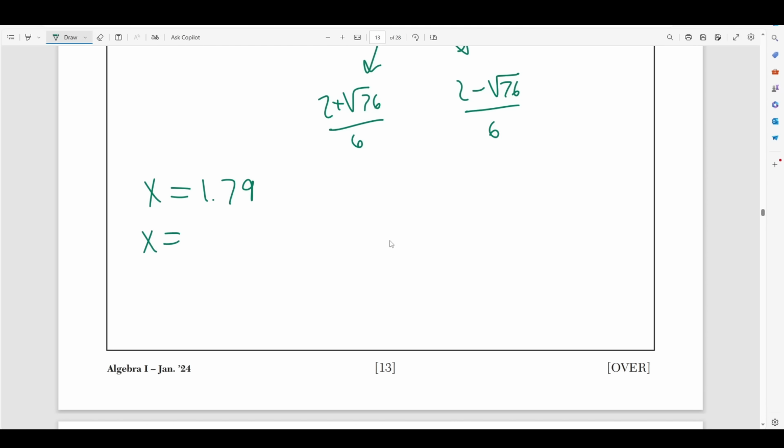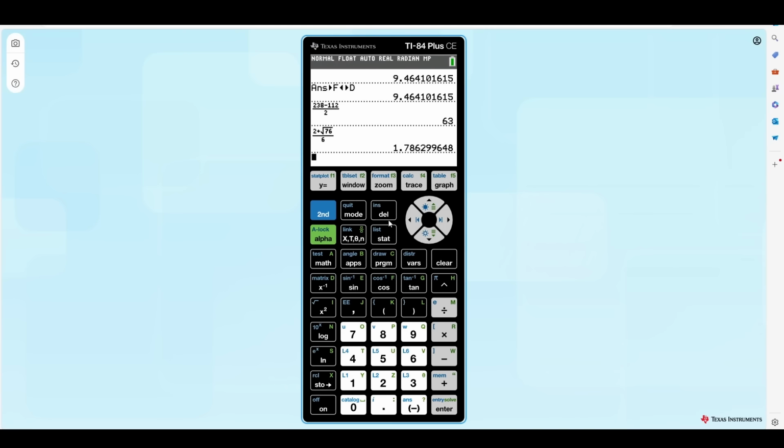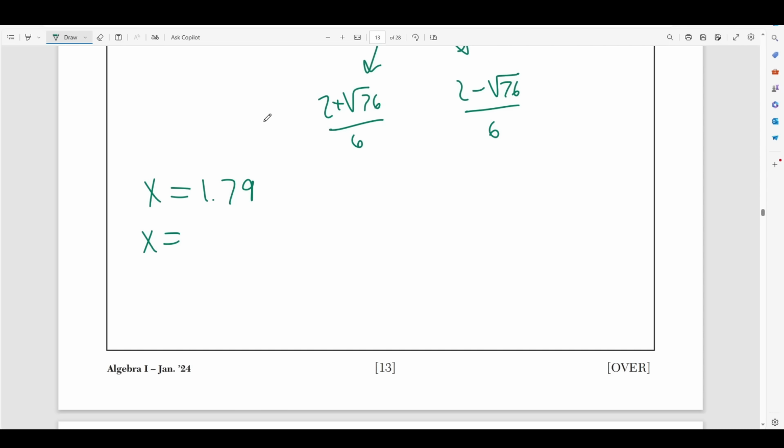And then you need to put in the second point, which is 2 minus root 76. So I'll scroll up, and instead of typing this all out, I'm just going to replace this plus with a minus. And you get negative 1.119. So you need to round to this place because this is a 9, this turns into negative 1.12. So negative 1.12. Those two are going to be your answers.